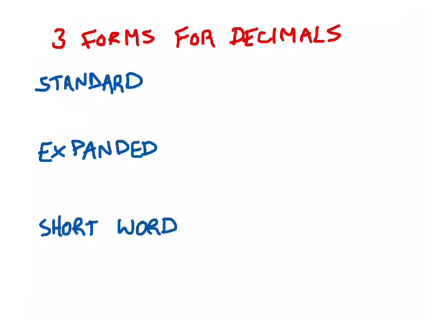I can write decimals in 3 different ways. The one that you are familiar with, probably, is standard form. It's the one we've been using in the previous lessons as well. So, for example, I can write this, and that's standard form. So standard form ends up being pretty easy. It's what we're used to.